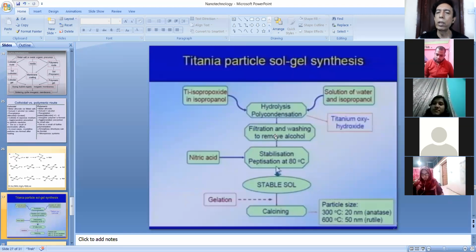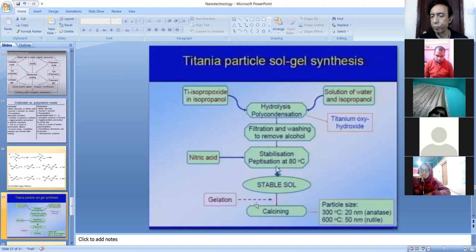Then filtration and washing to remove alcohol. Then you add nitric acid for stabilization, peptization at 80-100 degrees centigrade. You know what is peptization. Then you will get a stable sol, and from that stable sol we get your gel, and you will find titanium dioxide after calcining.